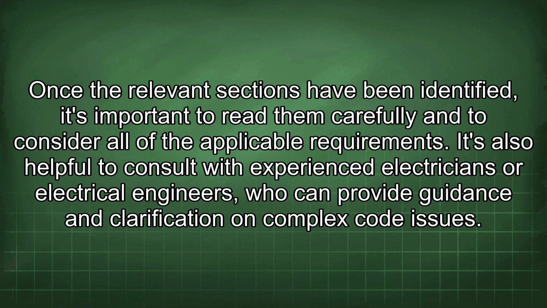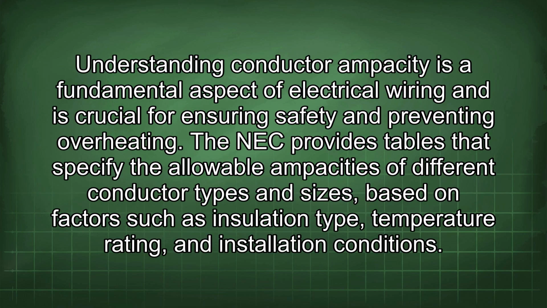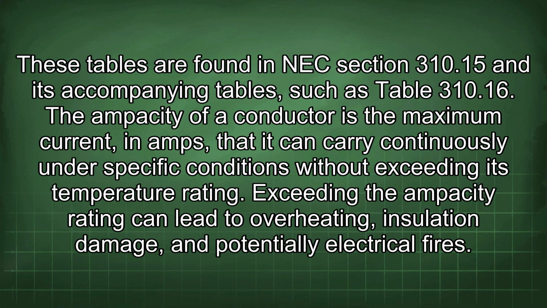Understanding conductor ampacity is a fundamental aspect of electrical wiring and is crucial for ensuring safety and preventing overheating. The NEC provides tables that specify the allowable ampacities of different conductor types and sizes, based on factors such as insulation type, temperature rating, and installation conditions. These tables are found in NEC section 310.15 and its accompanying tables such as table 310.16.